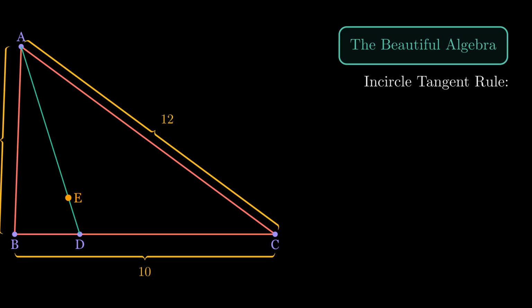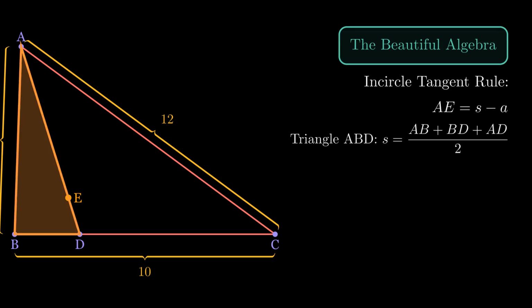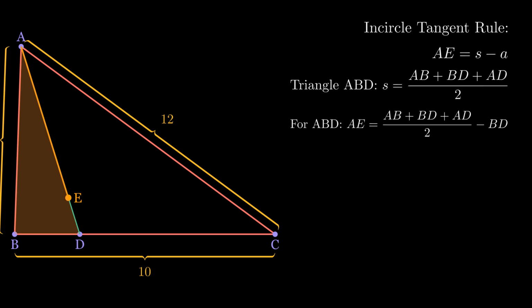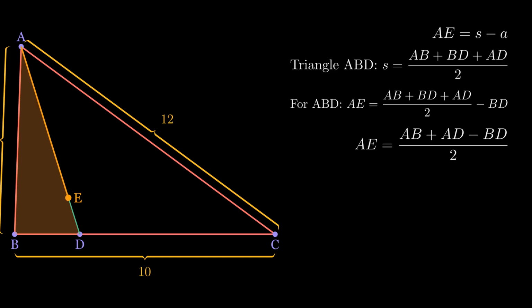Let's define our key formula. For any triangle, from any vertex to the tangent points on adjacent sides, the distance equals the semi-perimeter minus the opposite side. This elegant formula states that the tangent length AE equals S minus A, where S is the semi-perimeter of the triangle and A is the side opposite to vertex A. For triangle ABD, let us calculate the semi-perimeter. It's half the sum of all three sides of the triangle. The side opposite to vertex A is BD. Using our tangent rule, AE equals the semi-perimeter minus BD. This simplifies to the following expression for AE.